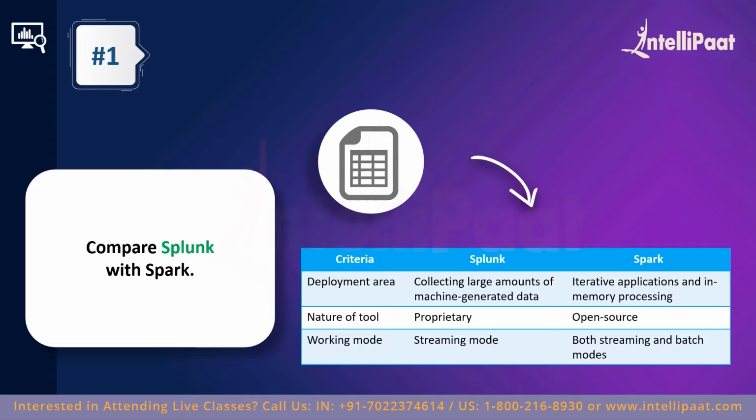And then coming to the second criteria, which is nature of the tool. Well, as you might already know, Splunk is a proprietary tool. It's going to cost some money to implement Splunk, while Spark is actually from the Apache Foundation and hence it is open source. And then third, when we talk about the working mode, Splunk works on the streaming mode and Spark has a slight edge compared to Splunk because it can work both with streaming and with batch mode data too. Whenever you compare Splunk to Spark, make sure that you always talk about these 3 points because these give the complete difference that exists between Splunk and Spark in a major way.